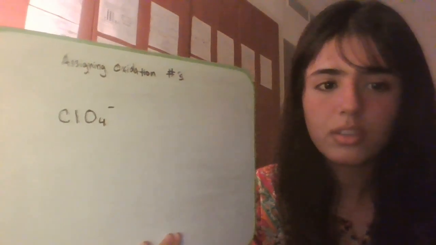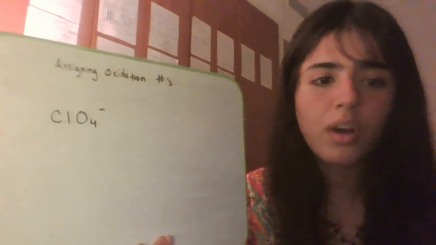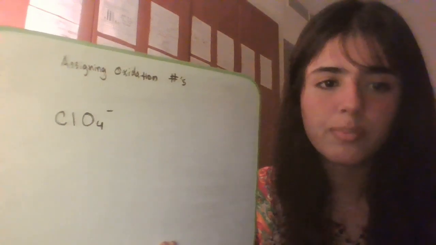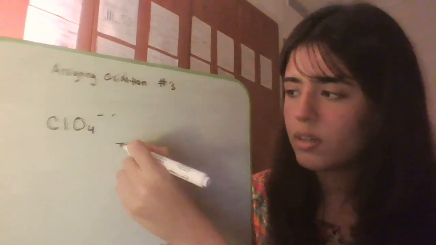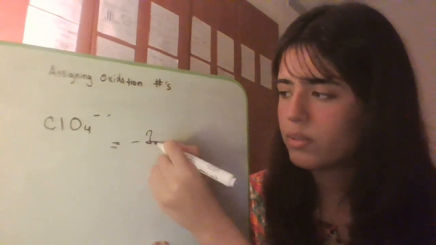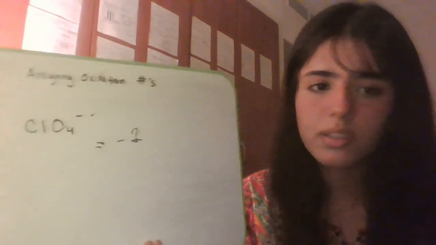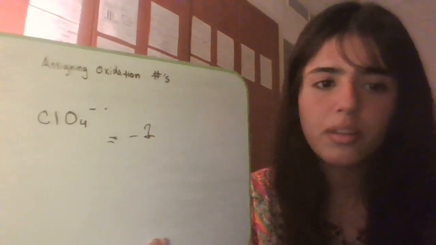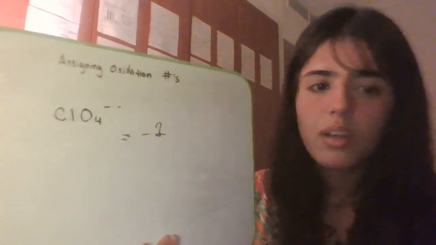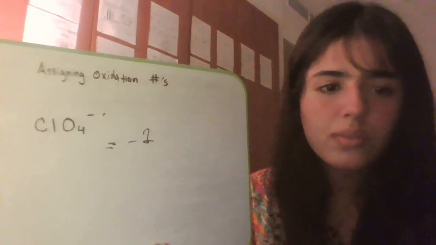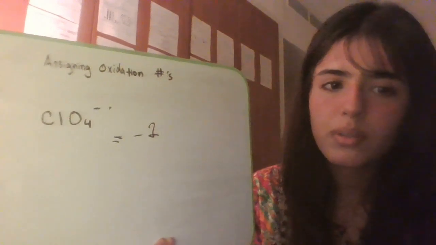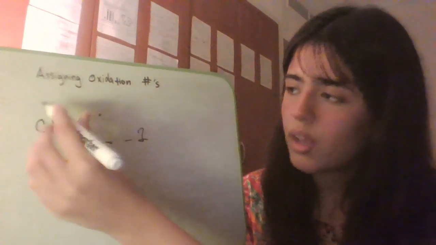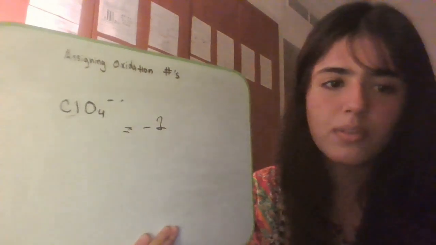Okay, guys, so here's our second example, ClO4-. In this case, our compound does not have a charge of 0. Our compound has a charge of -1, as you can see here. So our equation, we're going to set it up equal to -1. And we're going to start with putting the oxidation number of oxygen. In this case, you can't put the oxidation number of chlorine because you don't know what it is. So we're going to put the oxidation number of oxygen and then put chlorine as a variable and solve for chlorine.